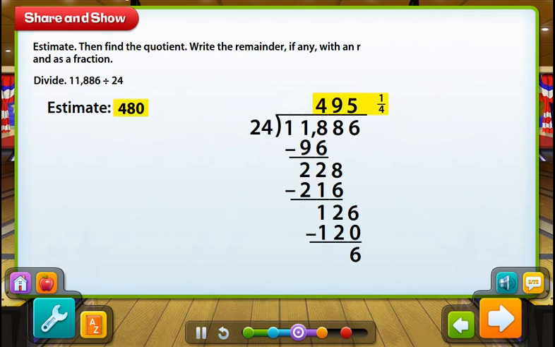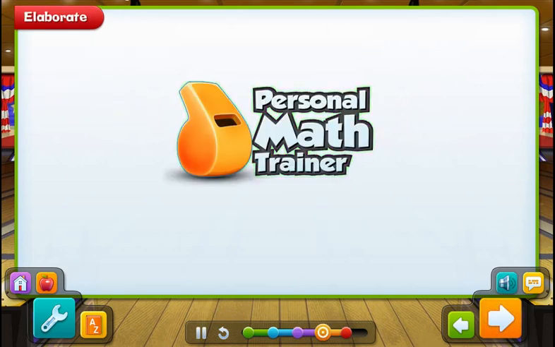So the estimate, 480, and the actual answer, 495 remainder 6, or 495 and 1/4, are very close. So you can say that this answer is reasonable. Now let's practice with the personal math trainer.